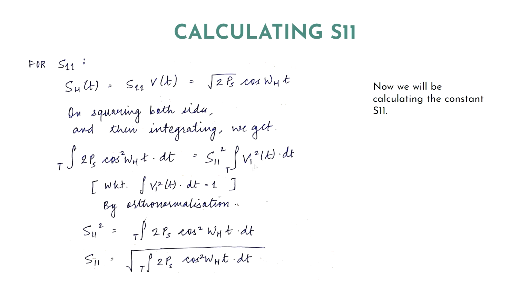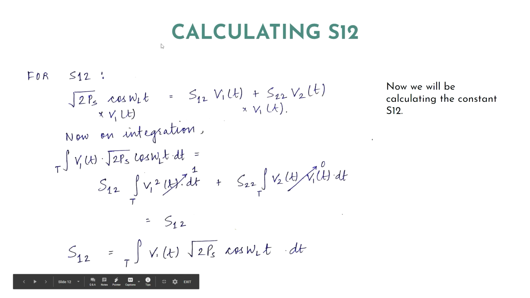Now we know, by orthonormalization, that the integration of V1 square of t dt equals 1. So we get this value equal to 1. So we get the value of S11 square equal to the integration over the time period T of 2Ps into cos square omega H t dt, and then we get the value of S11. Now let's proceed to calculate the value of S12.